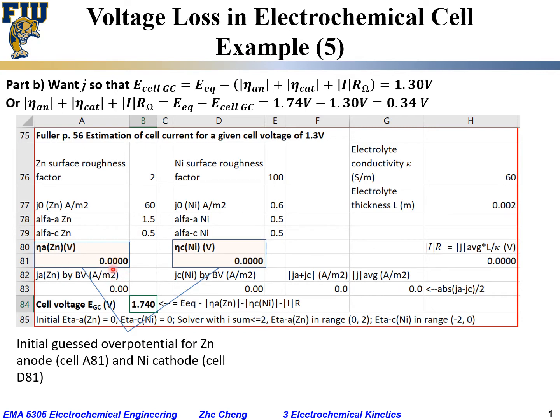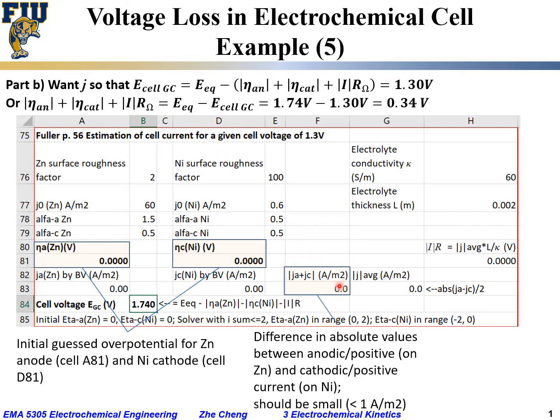So again, as we said, for initial guess the overpotential, as the starting point we just do 0 and 0 for zinc anode and for nickel cathode. Zinc anode is in cell A81 and the nickel cathode overpotential would be in cell D81. And then this cell F83 gives a difference in absolute value between the anodic, or people say positive current on zinc, and the cathodic or negative current on nickel. And the difference should be very small.